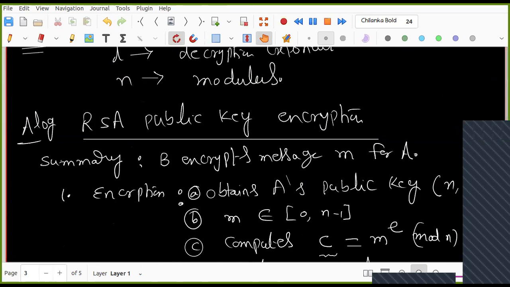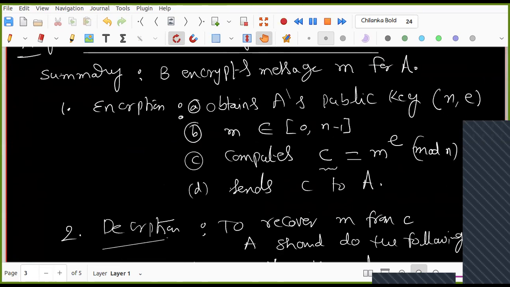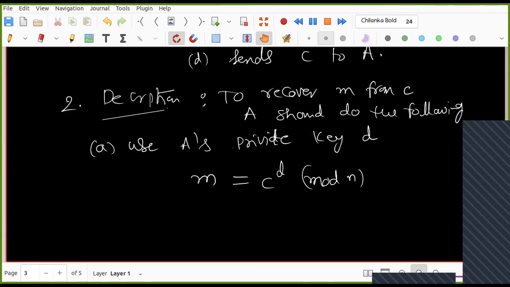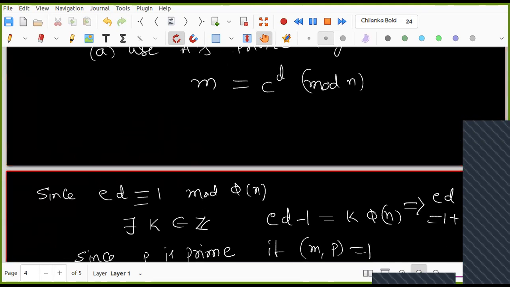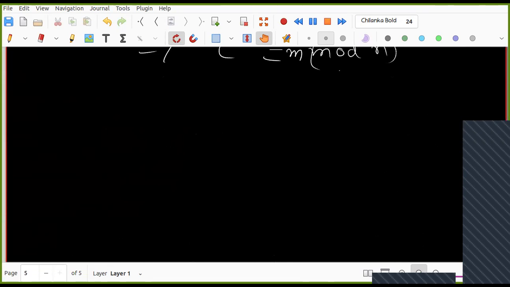Now coming to the encryption scheme. B wants to send some message m to A. B collects A's public key (n, e) and takes message m from 0 to n minus 1. Then compute c equal to m power e, that is the ciphertext, and sends c to A. Then decryption works as m equal to c power d mod n. Why does c power d give m? The proof is given here. Any questions you can ask me.